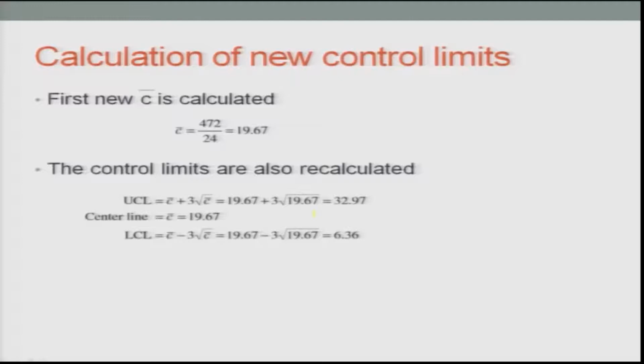So in the new calculations, first calculate the new c bar or c hat, and the value comes out to be 19.67. Once you find the value 19.67, the control charts are drawn, which means you find the upper control limit and the lower control limit, UCL and LCL, which would be c or c bar plus minus 3 times the square root of c or c bar, and do the calculations. The values come out to be 32.97 for the upper control limit and 6.36 for the lower control limit.